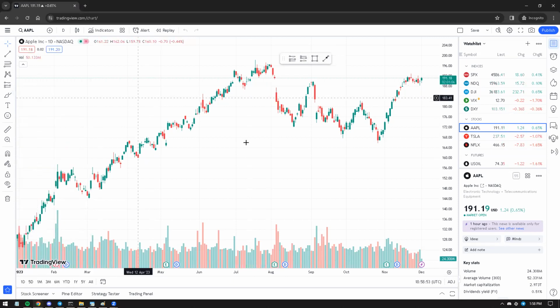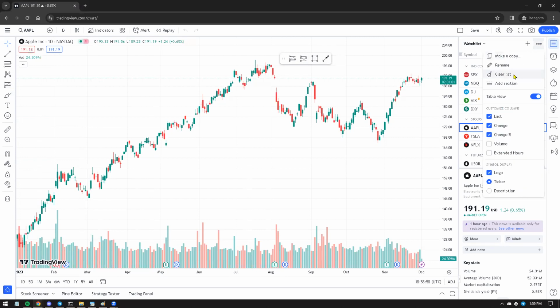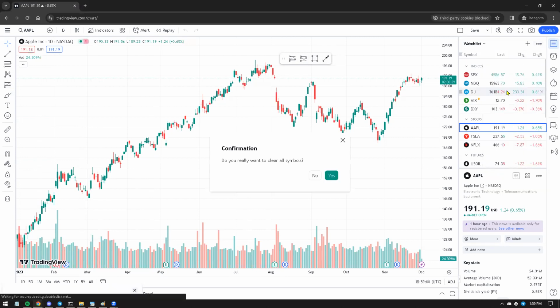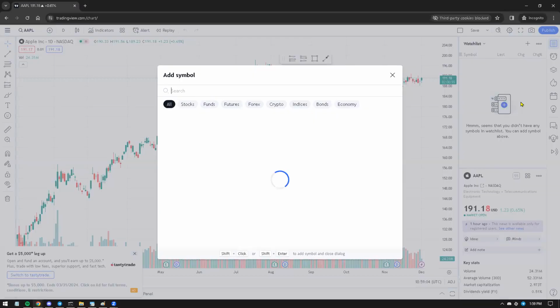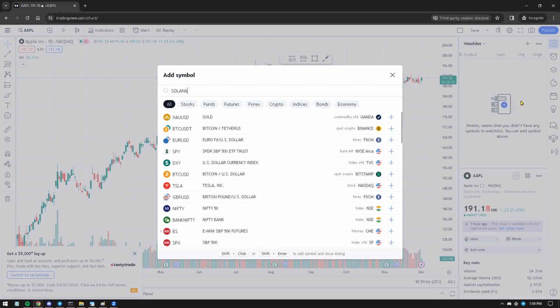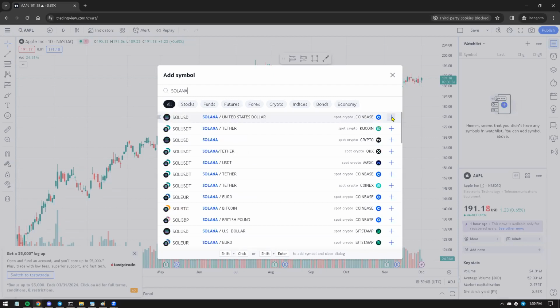Now we're going to go and we can clean up this. Let's do a clear list. Yep, we're going to clear all the symbols. We're going to add our own. We're going to add Solana. Coinbase, add it.